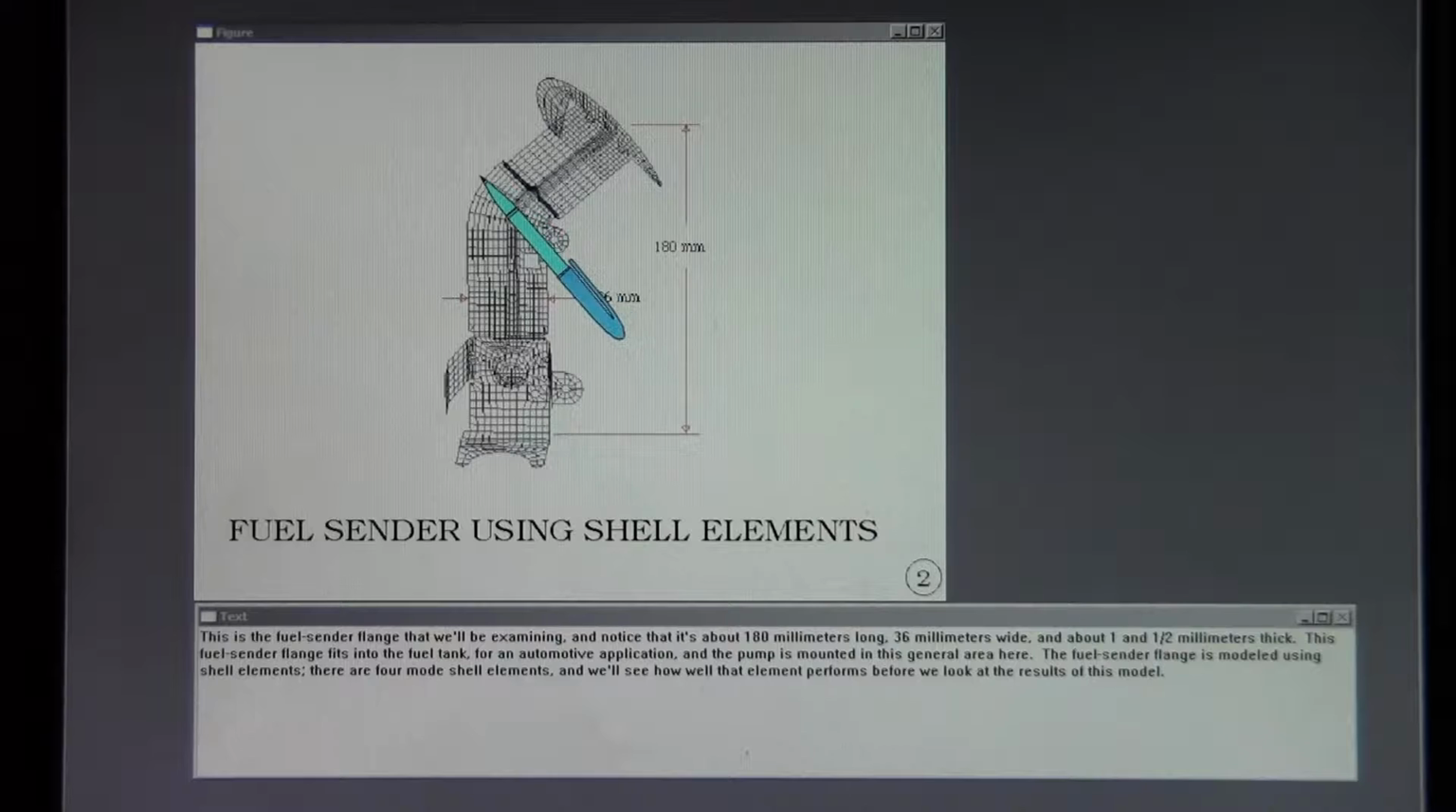The fuel sender flange is modeled using shell elements. There are 4-node shell elements, and we'll see how well that element performs before we look at the results of this model.